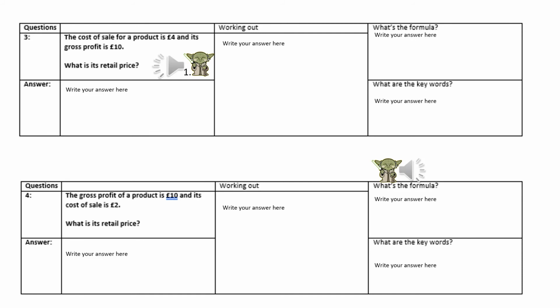The numbers aren't meant to be difficult. The numbers are there to make sure you use the formula correctly. So let's go over that again. 10 equals something minus 4. So what's the missing number if you take away 4 and you get the answer 10? 14 minus 4 equals 10.